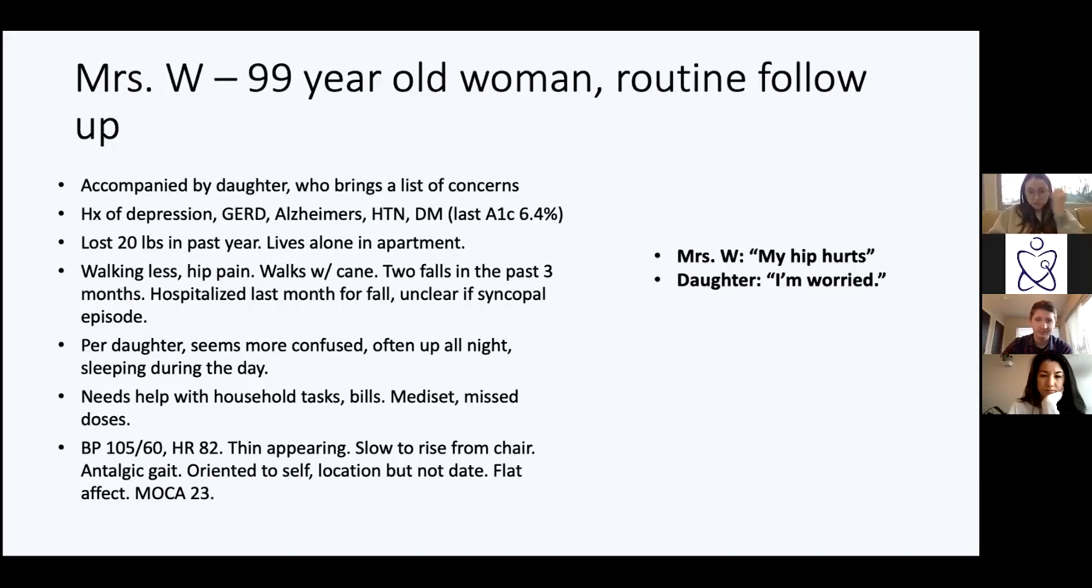When you ask Miss W what she would like to focus on or what's bothering her today, she says, my hip hurts. That's kind of all she really tells you. Daughter tells you she's worried, and then kind of wants to go into detail a little bit more about each problem.